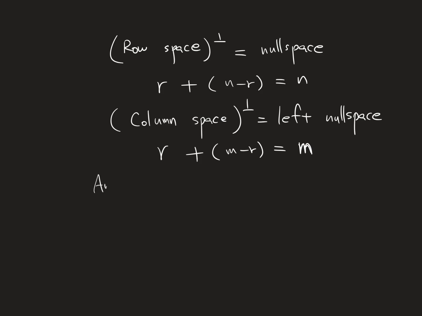So any vector in Rn we can decompose into x row plus x null. It's a decomposition of any vector into two components, where one component is in the row space, and the other component is in the null space.